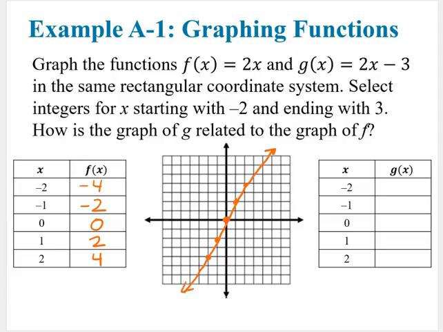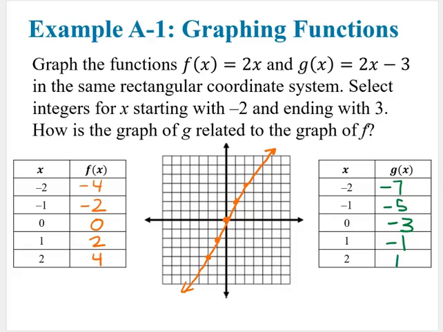All right, and then I would repeat this process with g of x. I'll do it in green this time. So plug in -2, so -2 times 2 is -4, -4 minus 3 is -7. Then I'd plug in -1, that'd be -2 minus 3, which is -5. Plug in 0, which would give me -3. Plug in 1, which would be 2 minus 3, which is -1. And then plug in 2, which would be 4 minus 3, which is 1.